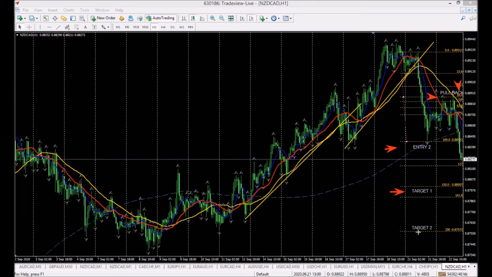And we're aiming for this target and we're aiming for this target. That's where we're going, right? When we get there, our trade is gone. Remember, stop loss is up there. Okay, that's where the stop loss is.